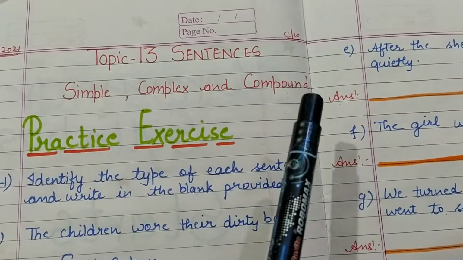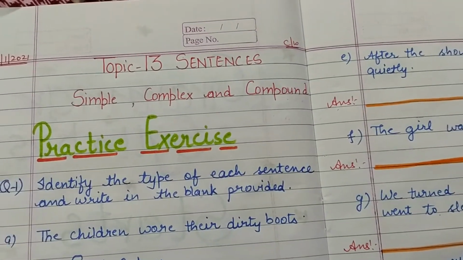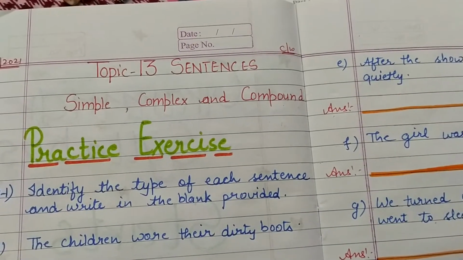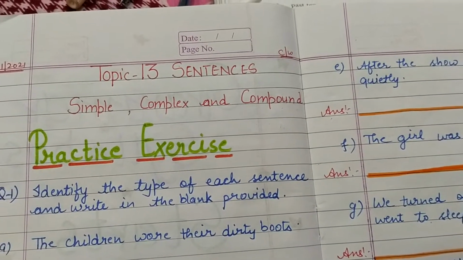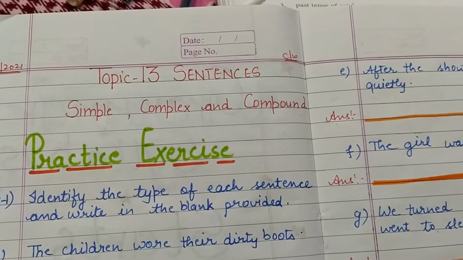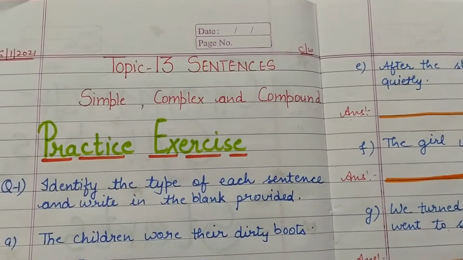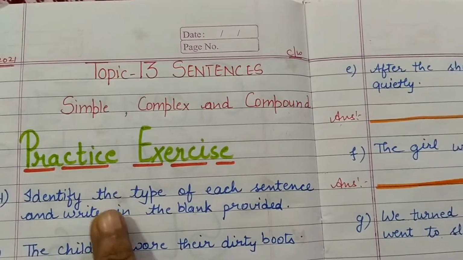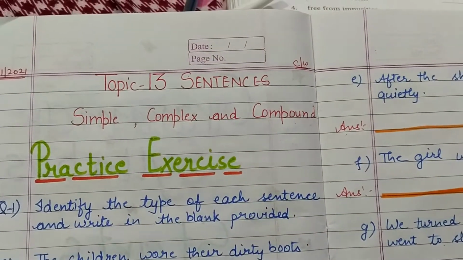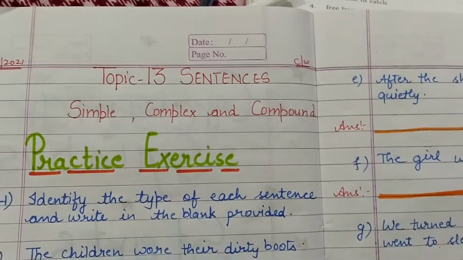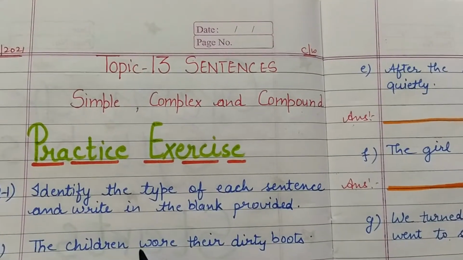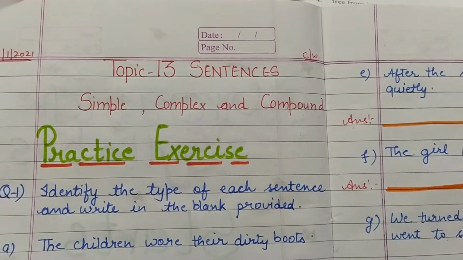In our today's class, we are going to do practice exercise of topic number 13, sentences: simple, complex, and compound. In our previous classes, we have learned the difference between all three kinds of sentences and how we can identify and differentiate between them. So let us take a look at the question given here. Identify the type of each sentence and write in the blank provided. So first statement is, the children wore their dirty boots.